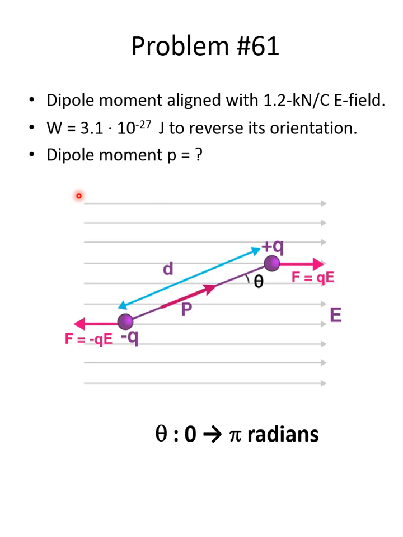Let's do an example from the book. This is problem number 61. It says a molecule has its dipole moment aligned with a 1.2 kilonewton per coulomb electric field. If it takes 3.1 times 10 to the negative 27 joules to reverse the molecule's orientation, what is its dipole moment?